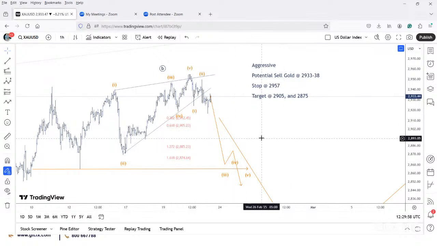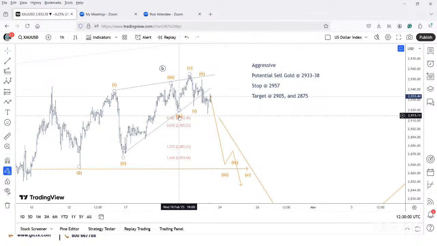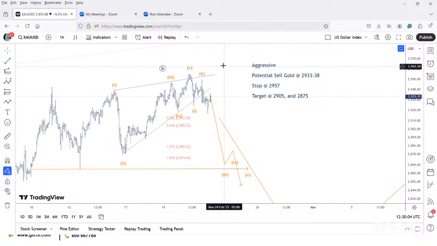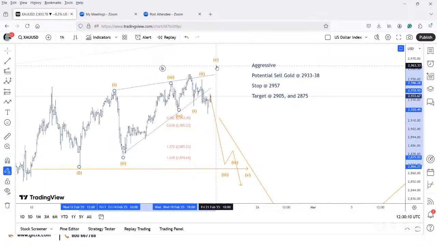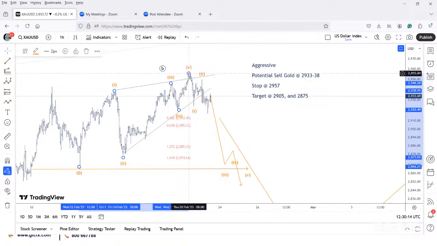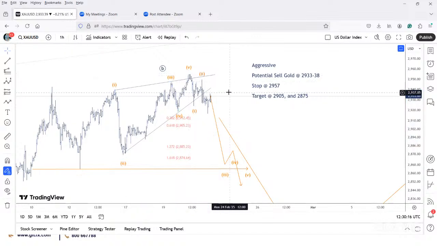An alternate count is if wave 4 is terminating here, then there will be a wave 5 pushing through 2962, 2963 to complete the diagonal structure. So that we will review again when we come back on the live session on Wednesday next. But this is what the story in gold reflects at this point in time.